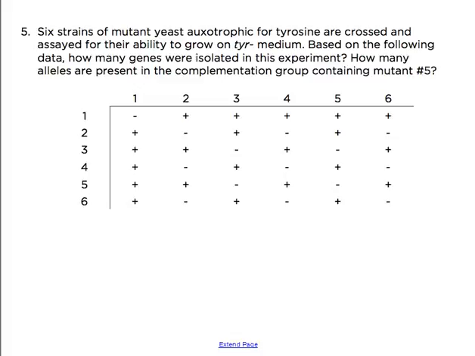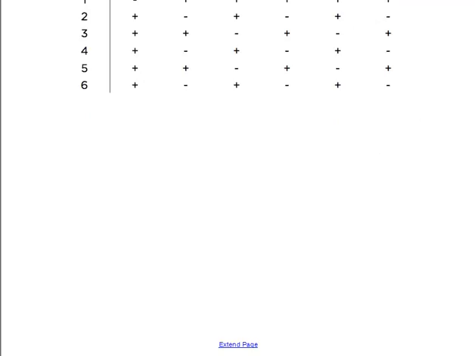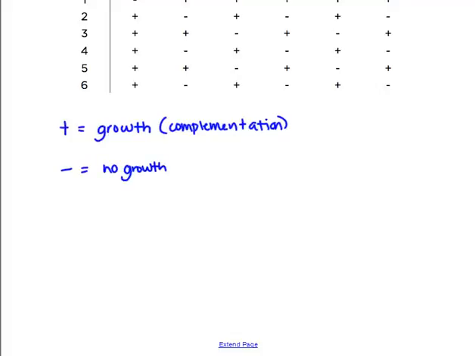So let's just draw what these plus and minuses mean. So plus means we saw growth, which means that there was complementation. And a minus means no growth, which means failure to complement. And any pairs that have failed to complement are part of the same complementation group.